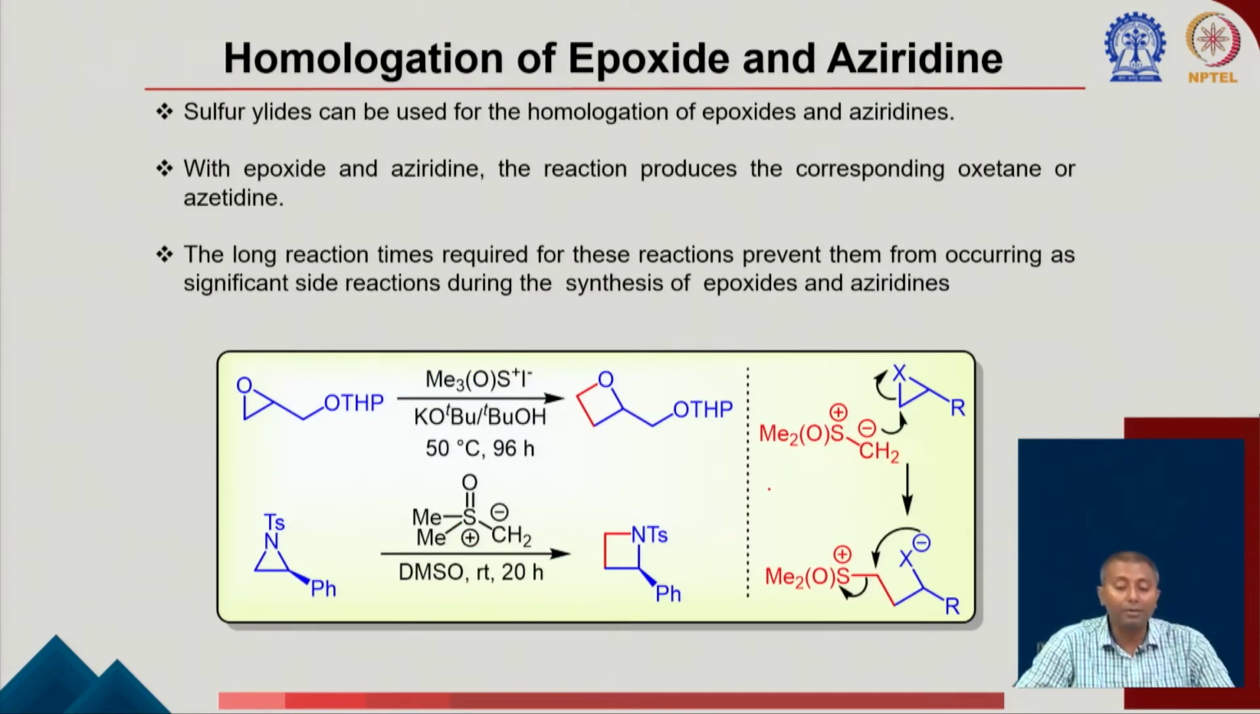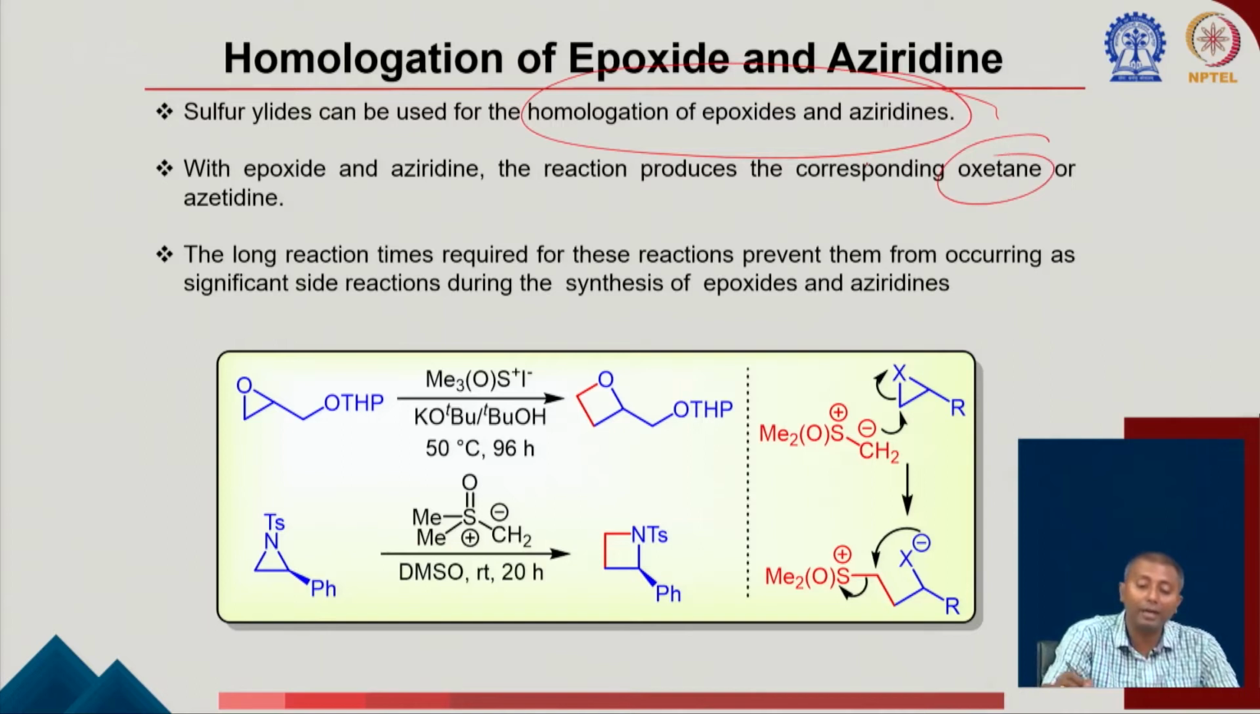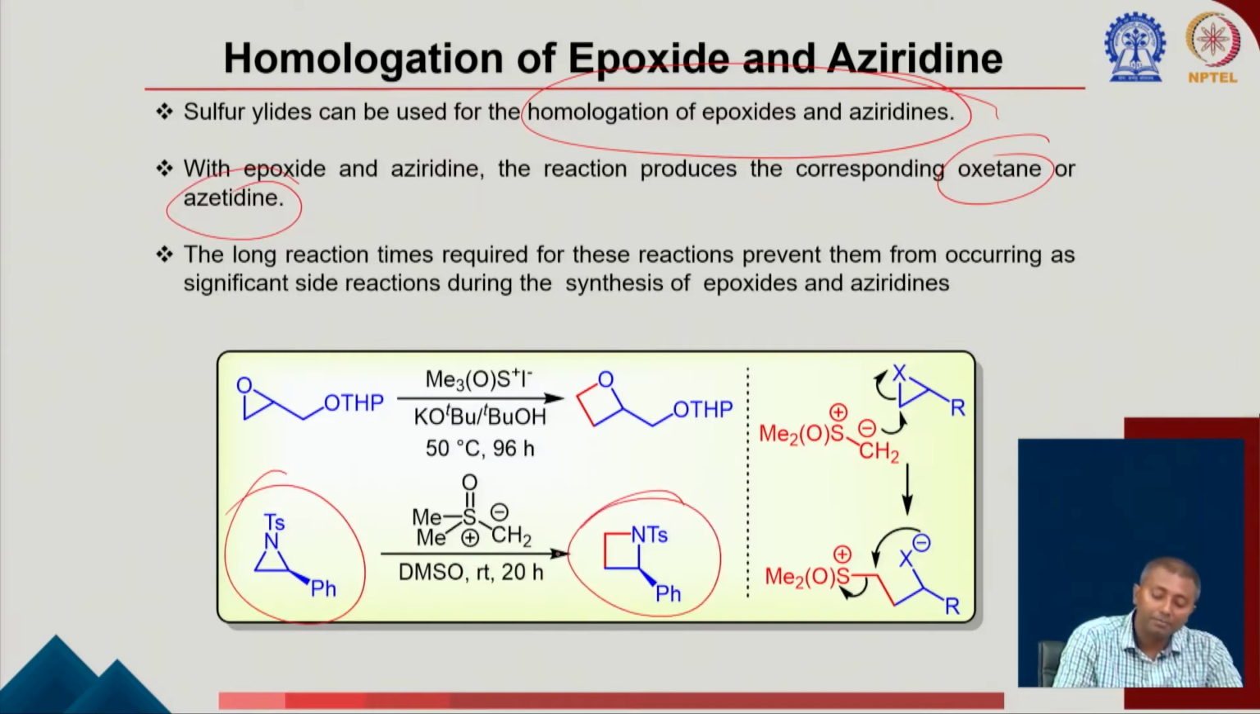It can also do the homologation of epoxide and aziridine. So what is going to happen? Sulfur ylides can be used for homologation of epoxide and aziridine to form the corresponding oxetane or azetidine. So the aziridine is going to convert to the corresponding azetidine. You can see there is a homologation happening. You are introducing one carbon here. This is the carbon getting introduced, which is coming from this CH2 minus.